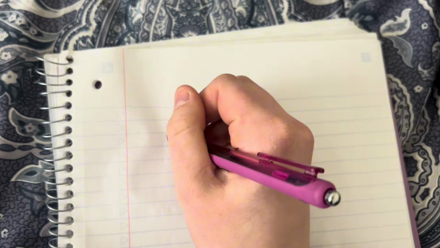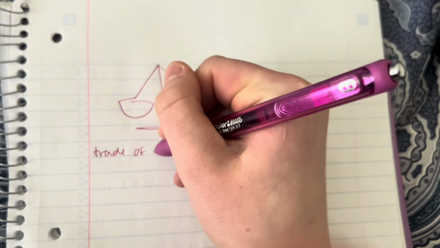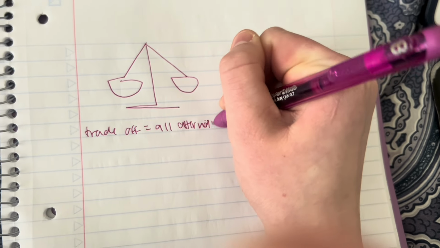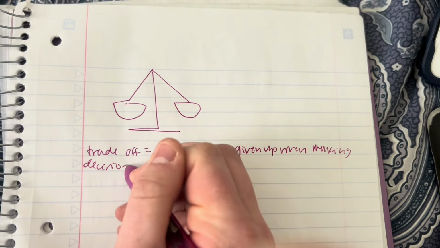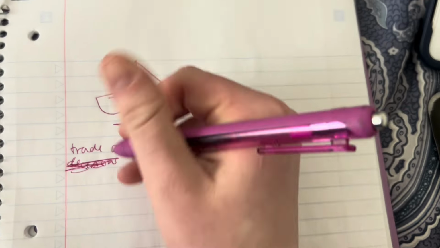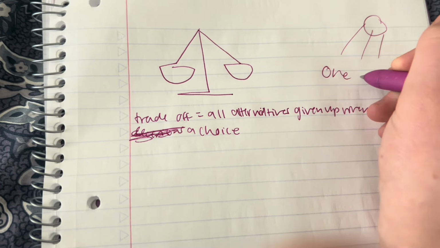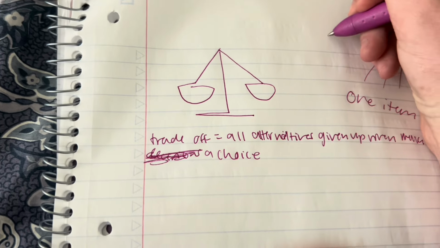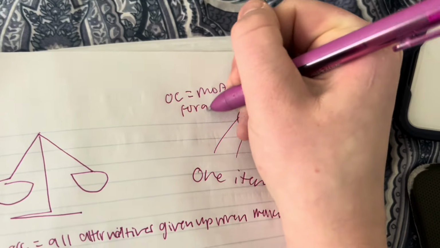And lastly, trade-offs versus opportunity costs. Trade-offs are all alternatives given up when making a choice. Choosing a university means that you'd give up income, work experience, and free time. So trade-offs are everything sacrificed. Opportunity cost is the next best alternative given up. So trade-offs are all foregone options, while opportunity costs are the most valuable foregone option.